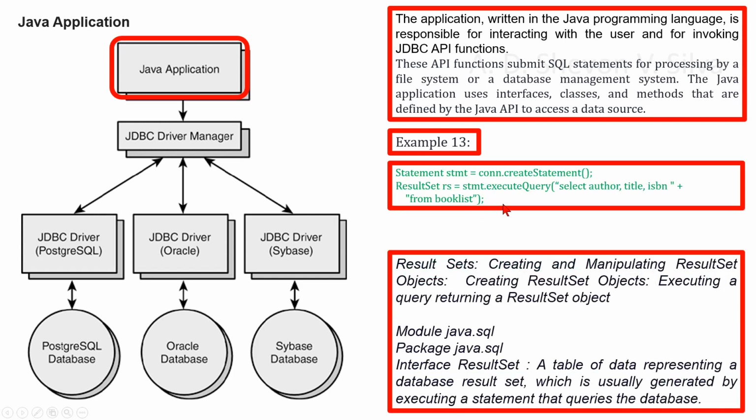Now we are considering creating result set objects, in creating and manipulating result set objects in result sets. Here, executing a query returning a result set object. The interface ResultSet in package java.sql in module java.sql is a table of data representing a database result set, which is usually generated by executing a statement that queries the database.